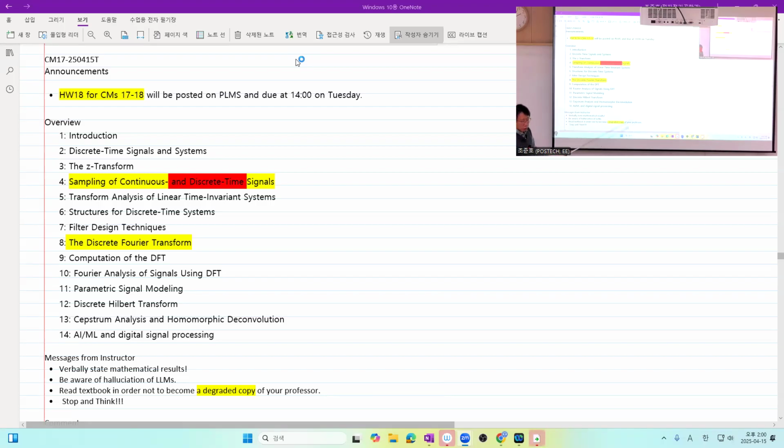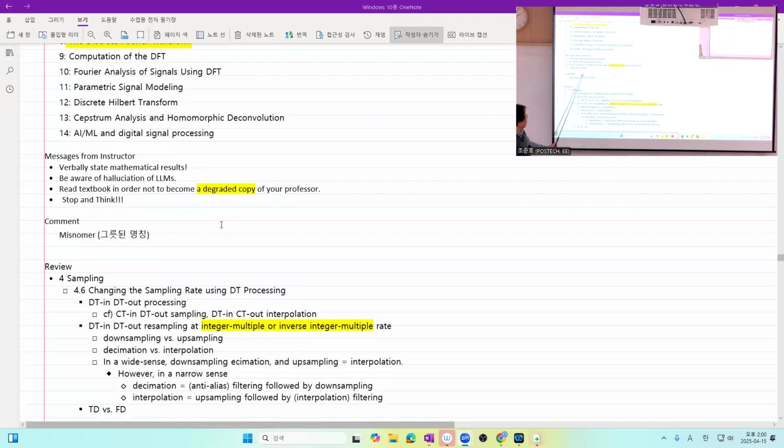As I told you, chapter 4 is not only about sampling of a continuous time signal, but also related to the sampling of discrete time signals. However, I told you there is a misnomer that confuses us a lot. So I'm going to tell you about that first.